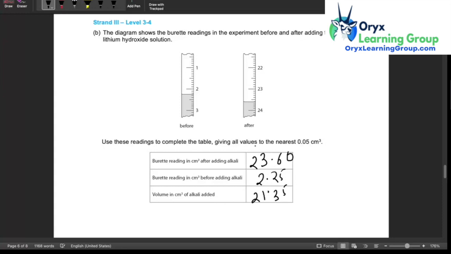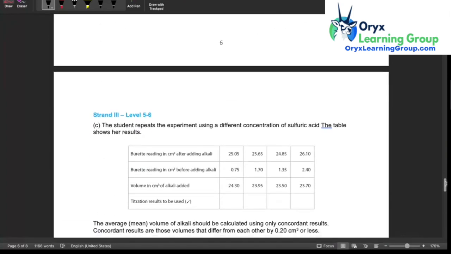Okay, so now remember this. It has been given that all the values should be to the nearest 0.05 cm cube. It means that your measurements should have 2 decimal places. Remember this, it is important. You can write 23.6, but that will not be given marks because it says your value should have 2 decimal places, so it should be 23.60. Is everyone clear? Make sure that you read the question carefully and answer what is asked. Okay, next one.